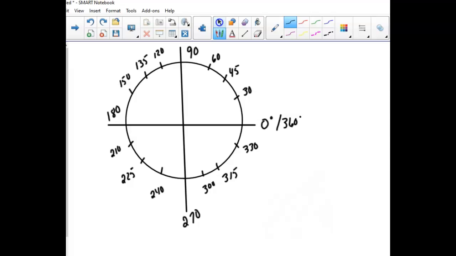Okay, so the thing about angles is angles that are in the same relative position have the same trig value. So if we can find a reference angle, which is a smaller angle between 0 and 90, then we can find a trig function of a bunch of different things.